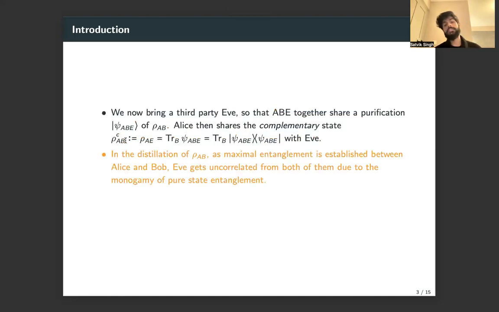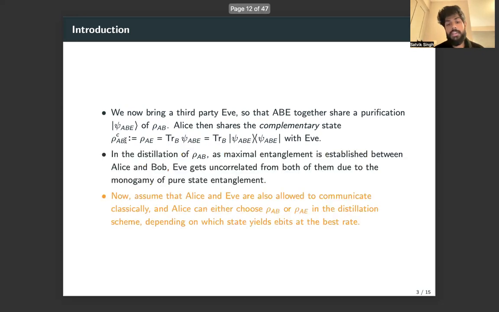In the usual distillation setting, if Alice and Bob are performing the distillation procedure, then as maximal entanglement is established between Alice and Bob, Eve gets more and more uncorrelated from both the parties, right? This follows just from the monogamy of pure maximal entanglement. But now imagine that Eve is not really our adversary, but is actually our friend.